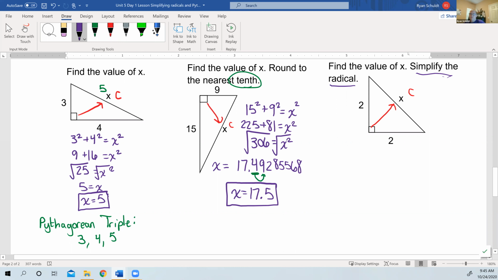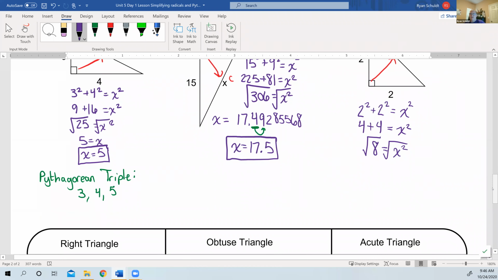So we'll say 2 squared plus 2 squared equals x squared. 2 squared is 4 plus 4 equals x squared. 4 plus 4 is 8. So I need to take the square root of that. Now here's where the simplify the radical comes in. I have to simplify the square root of 8.